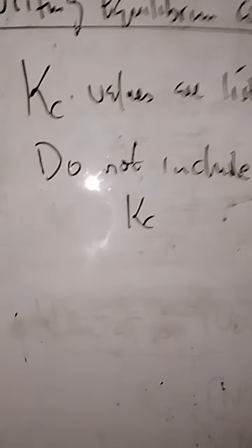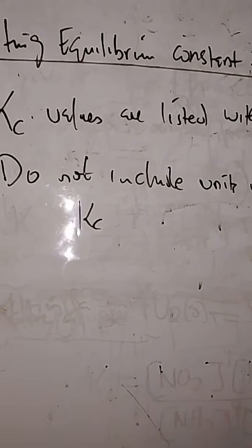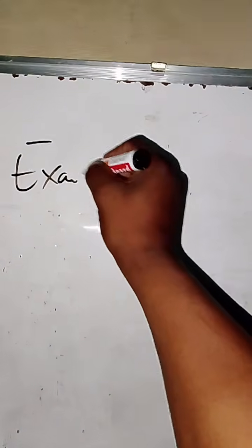Okay, so we can have an example. If the equilibrium concentrations are known, simply substitute the concentrations into the equilibrium constant expression. Okay, example. Let's see how we can do this one.